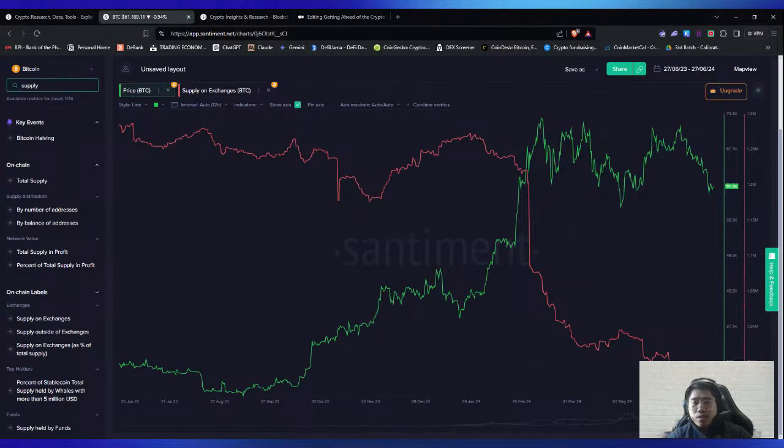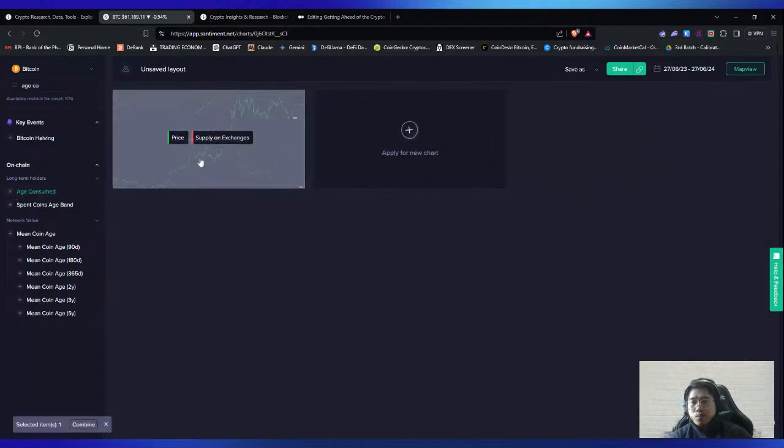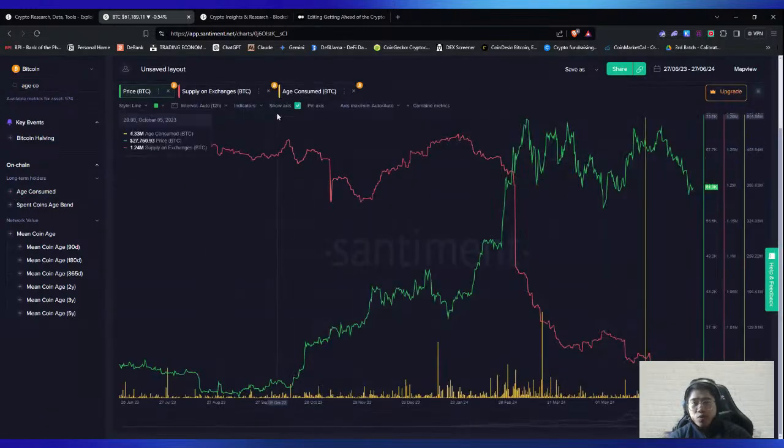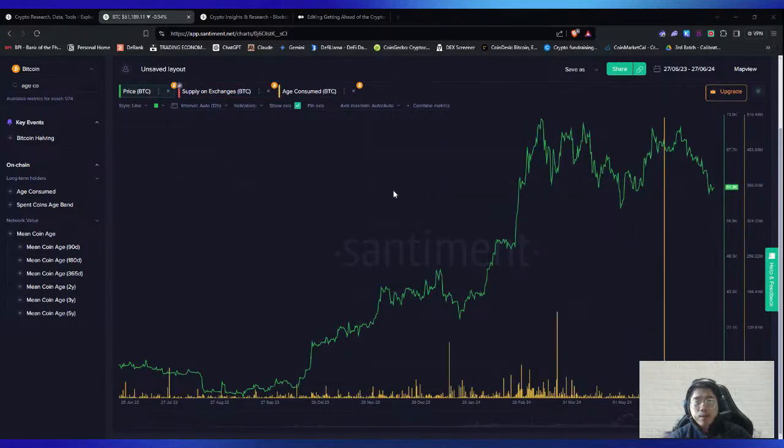So next, let's add another metric. Let's now use age consumed. Let's click apply and then zoom into the chart, and then let's just hide supply on exchanges for a while. Now moving on to age consumed. Age consumed is a parameter that shows the amount of tokens changing addresses on a certain date, multiplied by the time since they last moved. So this metric could be a good leading indicator wherein a spike on the graph shows a large movement of an asset that might lead to significant price volatility.